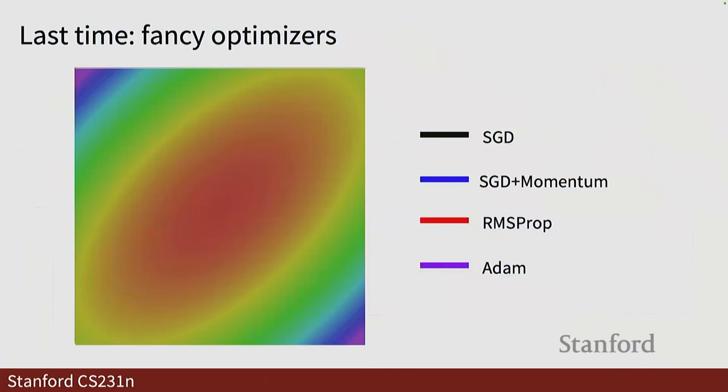And beyond SGD, stochastic gradient descent, we talked about some optimizations of SGD with momentum, RMSprop, and Adam optimizer. And there were a lot of details that I would refer you to the lecture, the third lecture, if you have any specific questions about those.